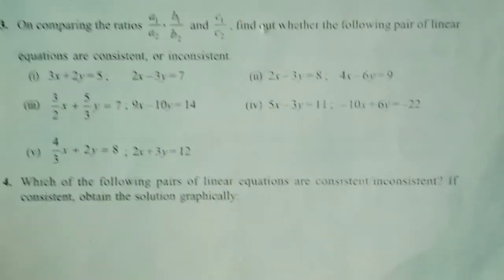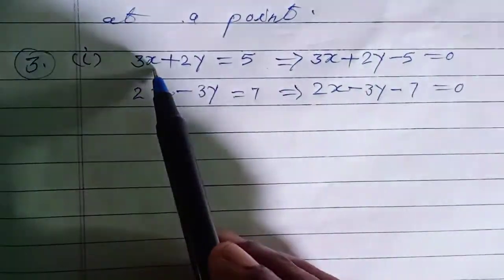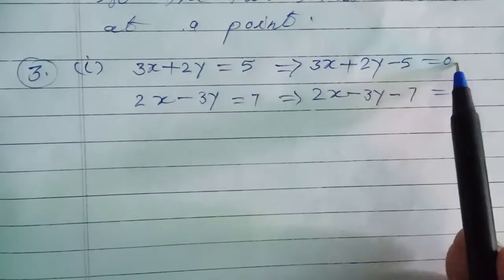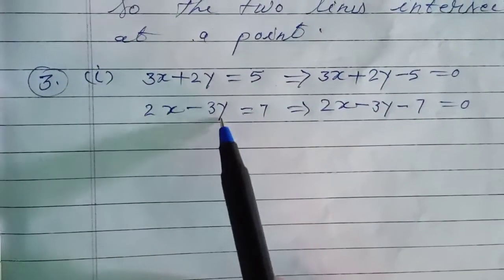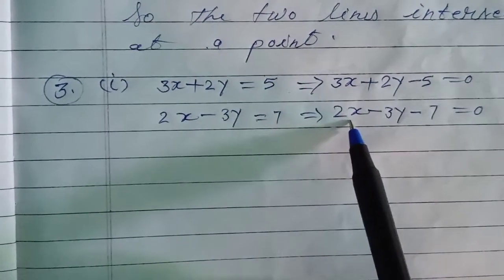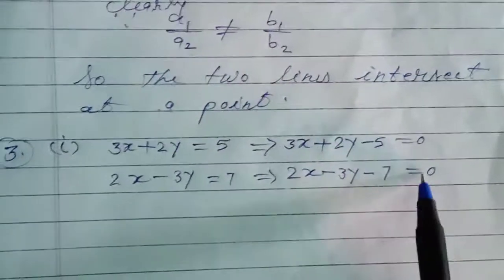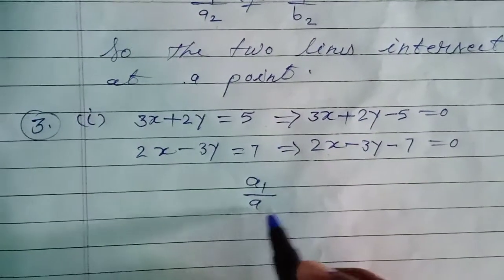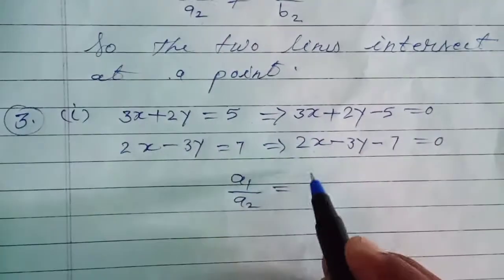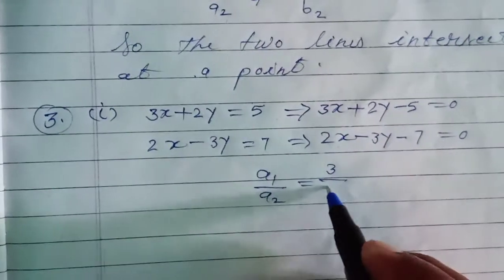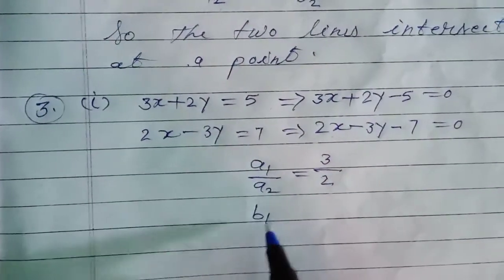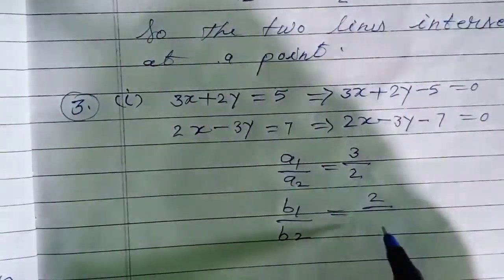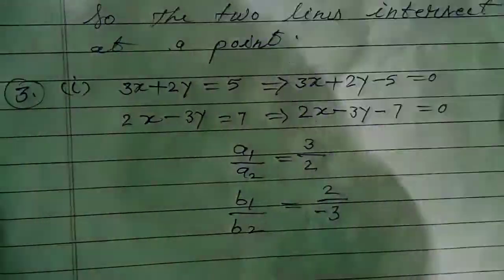Let us solve the first one. See the question: 3x plus 2y is equal to 5. This can be written as 3x plus 2y minus 5 is equal to 0 in standard form. 2x minus 3y is equal to 7 implies 2x minus 3y minus 7 is equal to 0. Let us compare the ratios. a1 upon a2: a1 is 3 and a2 is 2. b1 upon b2: b1 is 2 and b2 is minus 3.